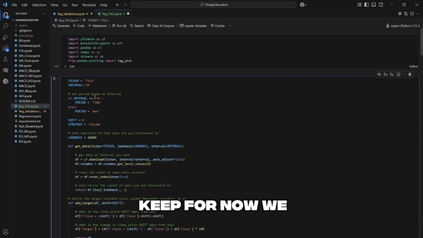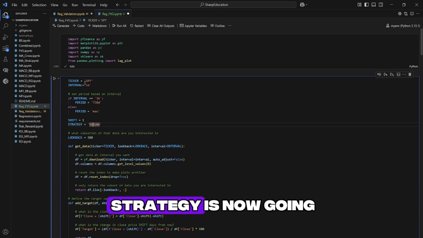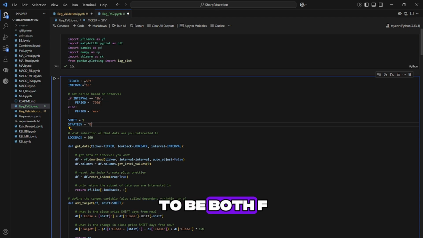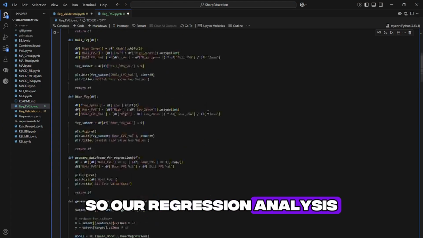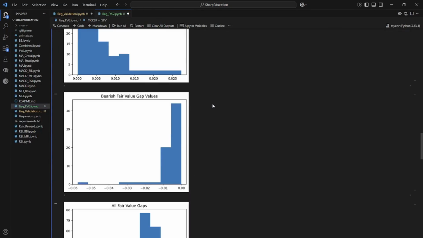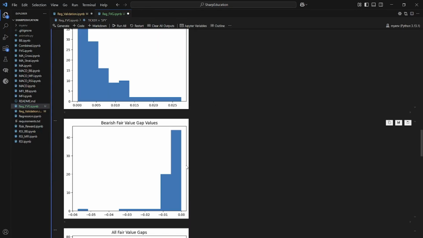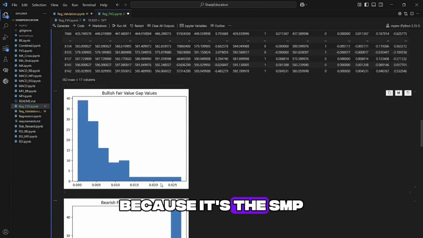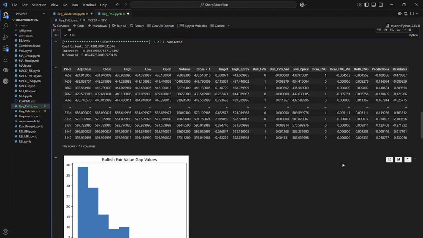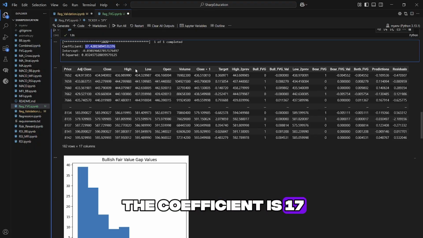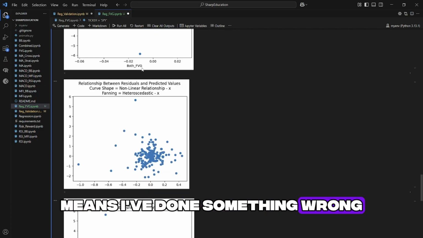I might actually just keep, for now, we can do S&P 500 for 500 days, and then the strategy is now going to be both FVG. So our regression analysis will be, that looks very different. Because it's the S&P 500. Huh. That's interesting. I don't know why the coefficient is 17. Means I've done something wrong.